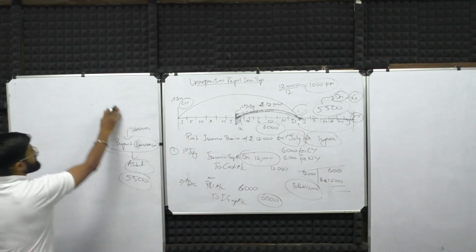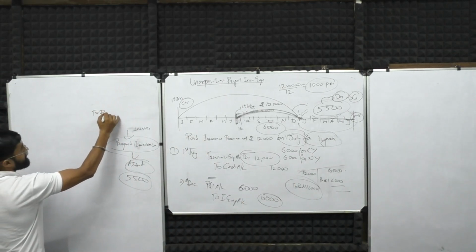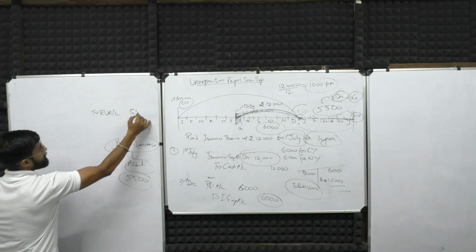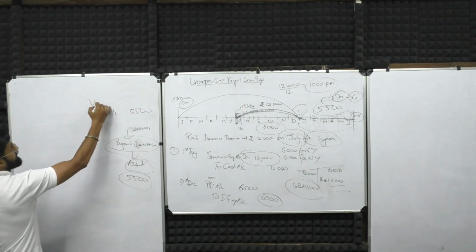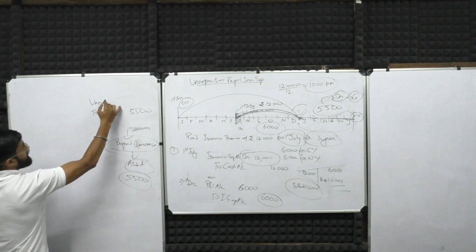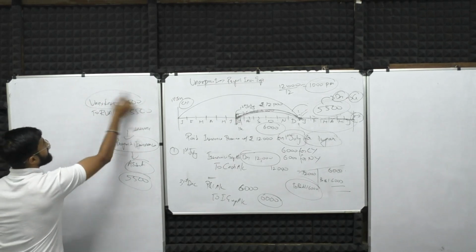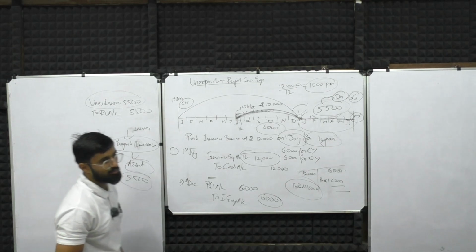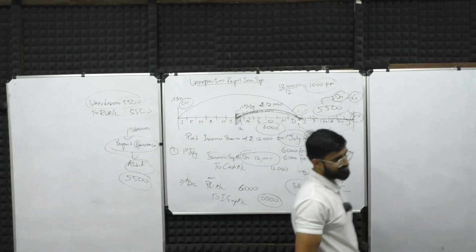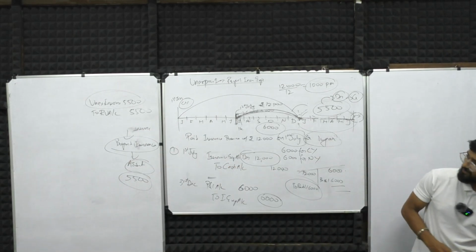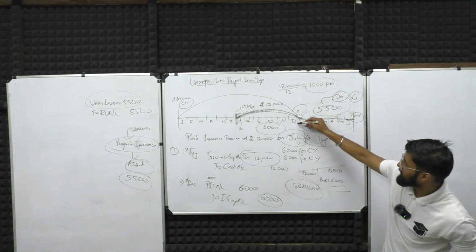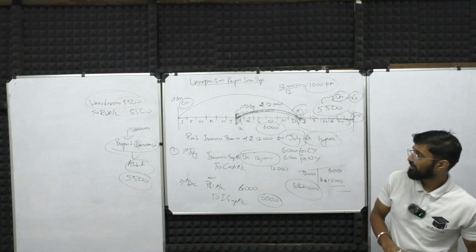So what will I use here? The revaluation account 5,500, unexpired insurance 5,500. This is an asset. Into the prepaid insurance, it is a concept here.